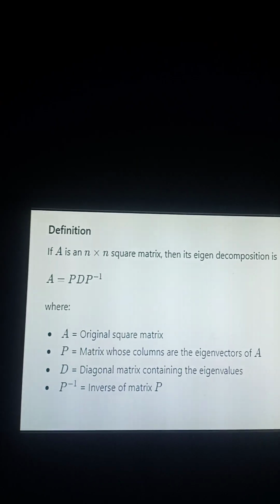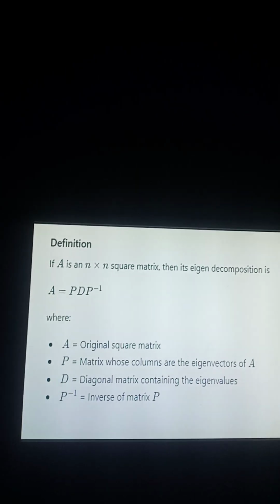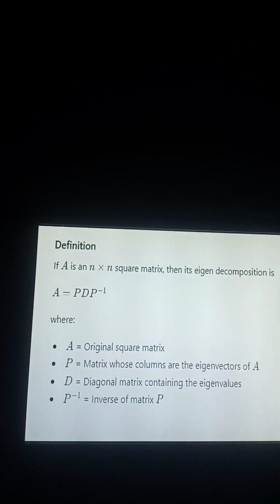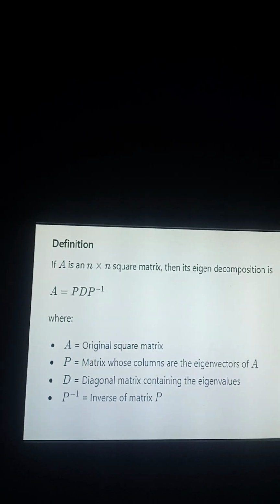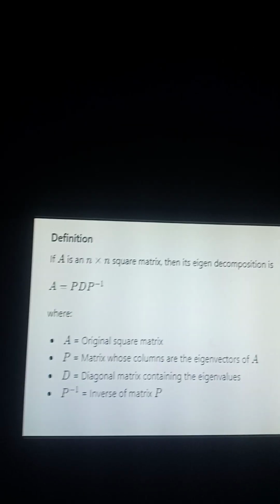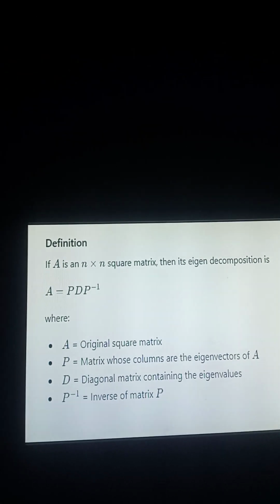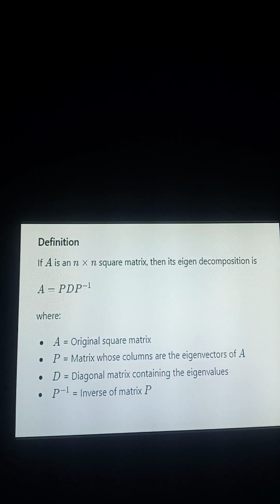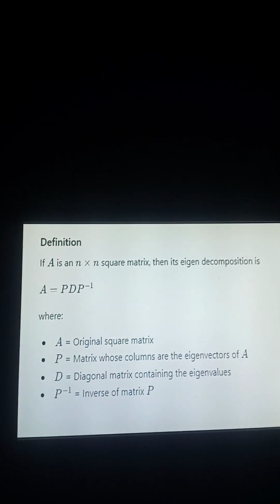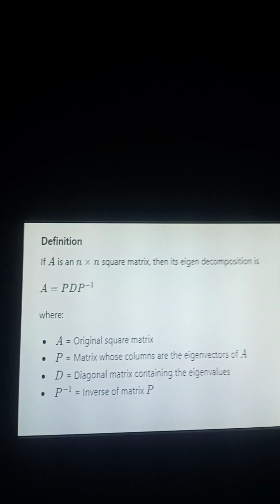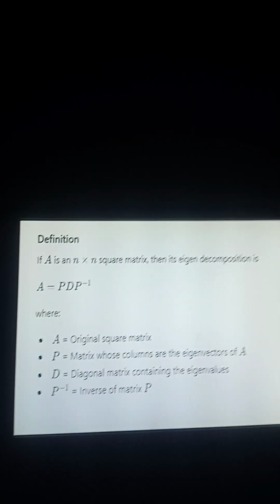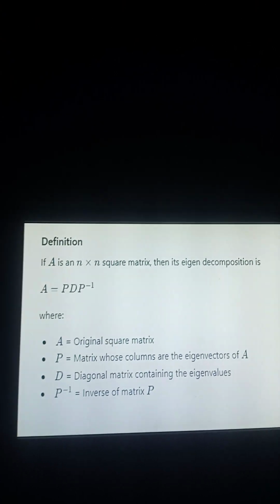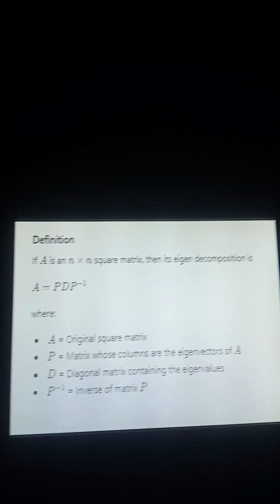We'll see. Here you can observe A is an n by n matrix. This matrix can be written as P D P inverse. A is the given matrix, P is the matrix whose columns are the eigenvectors of A, so it will come like vector 1, vector 2, like that. D is the diagonal matrix of eigenvalues, so lambda 1, lambda 2, like that. And P inverse is the inverse of P.